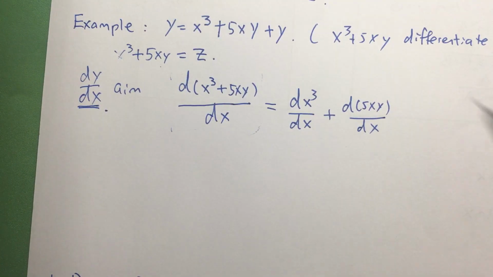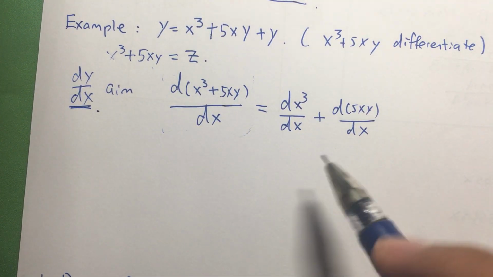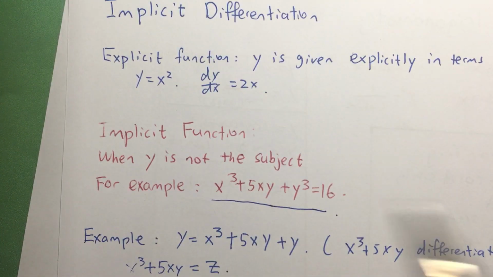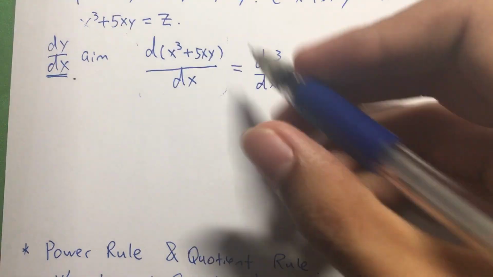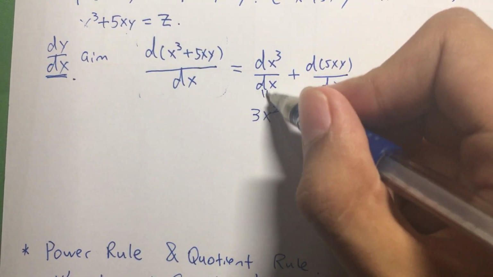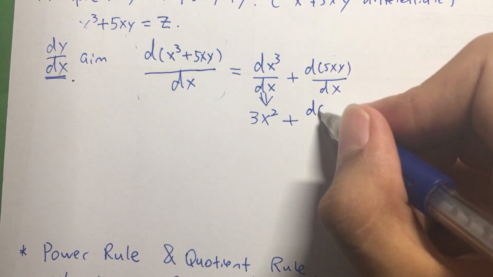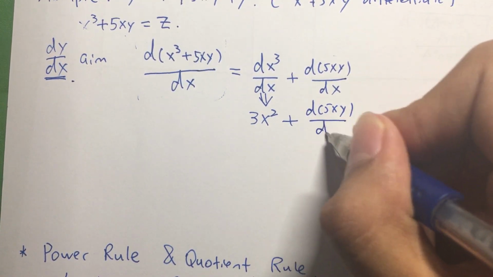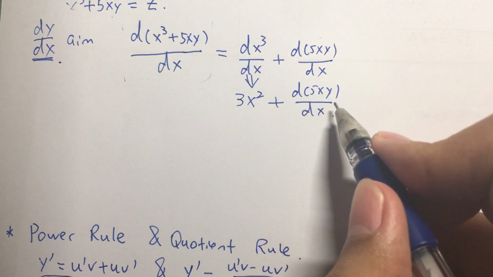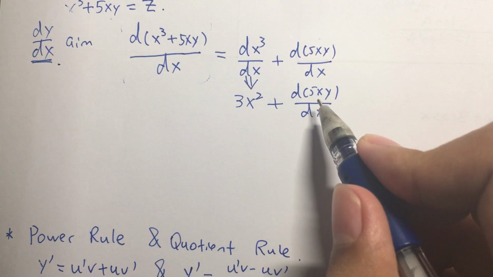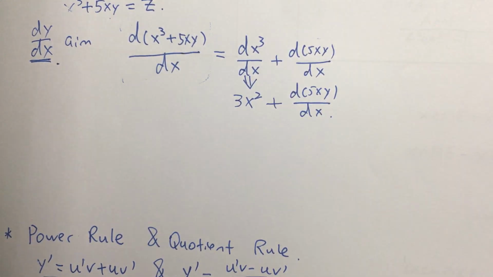Now, for dx cubed over dx, it's an explicit function, so we can write this as 3x squared. However, for this one, you can't do it, so we're still going to leave it here. Now, if we want to differentiate 5xy, we should expand this into two parts. How do we expand this?